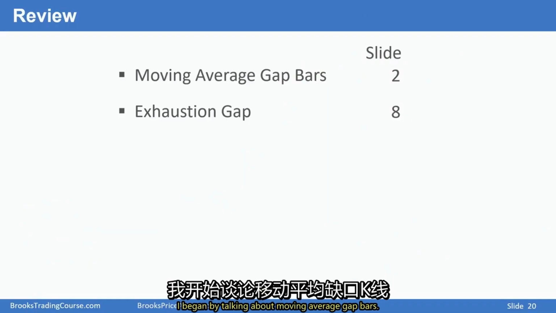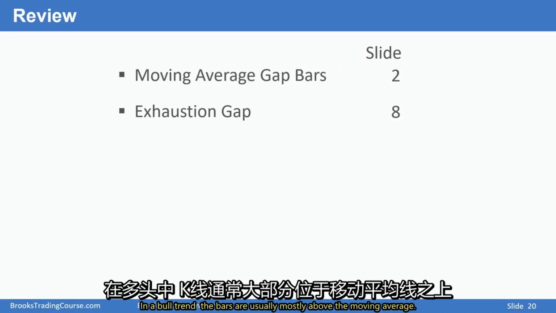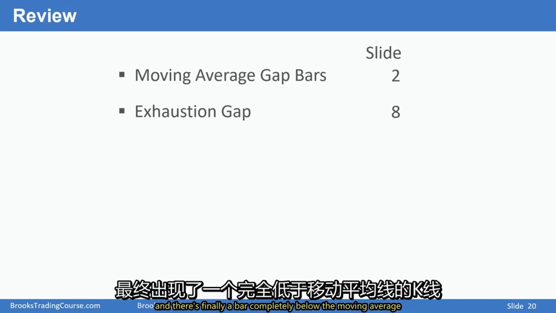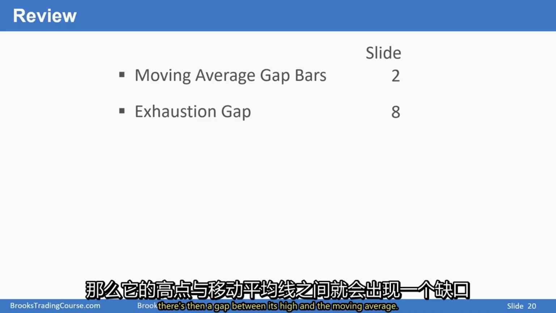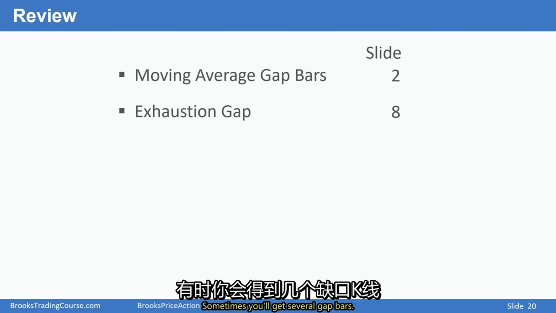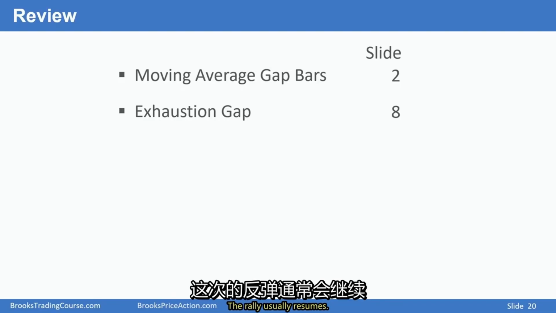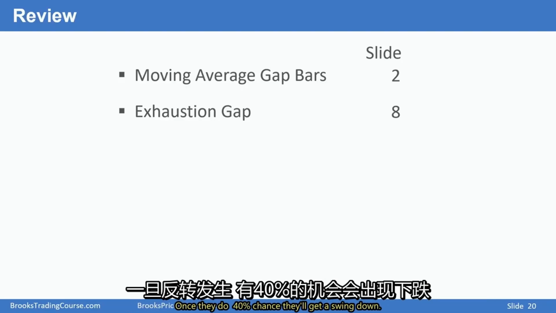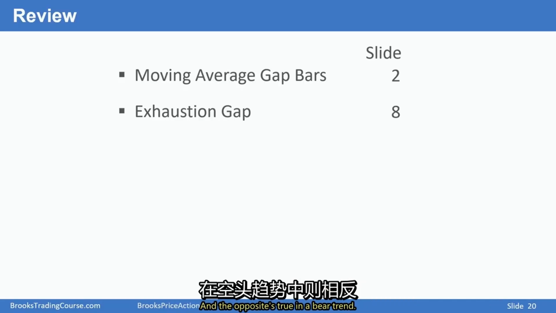I began by talking about moving average gap bars. In a bull trend, the bars are usually mostly above the moving average. If a bull trend goes on 20 or more bars and there's finally a bar completely below the moving average, there's then a gap between its high and the moving average. Sometimes you'll get several gap bars. The rally usually resumes. However, once it does, 60% chance the bears will get an attempt at a major trend reversal. Once they do, 40% chance they'll get a swing down.